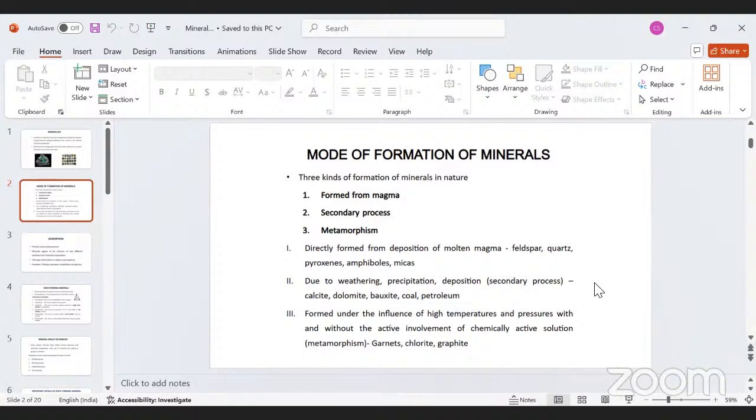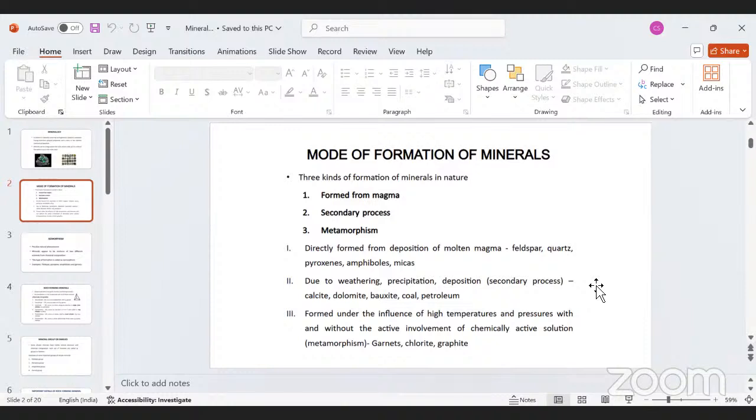These have different elements, and these elements lead to the formation of different minerals. For example, silica, oxygen, aluminum are three major components on the Earth. Silica and oxide, every rock you can check it. Every rock has silica in association with oxygen.